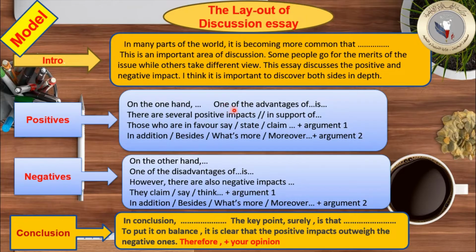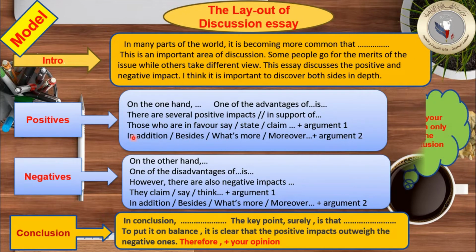or you can use one of the advantages is, or of. Here I put the topic or the subject or the thesis, is so and so. Then there are several positive impacts, or in favor of. Those who are in favor say, state, claim. Then you can give your arguments. In addition, besides, what's more, moreover, you can add more arguments as you like.